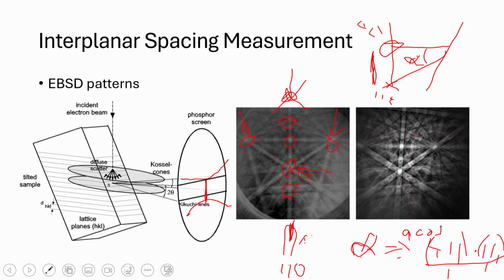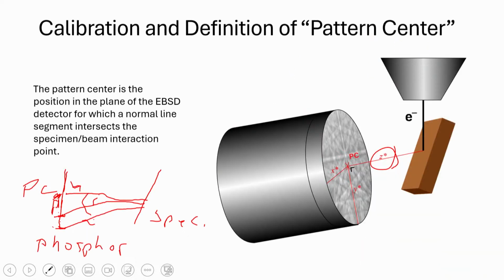But we're going to get some practice doing it by hand, so I'm just making sure you understand what's actually happening. The specimen distance is from the pattern center to the screen. That is the normal. So the pattern center is normal to the phosphor screen, and it's the point where that normal line segment intersects the screen, from the specimen beam interaction point.